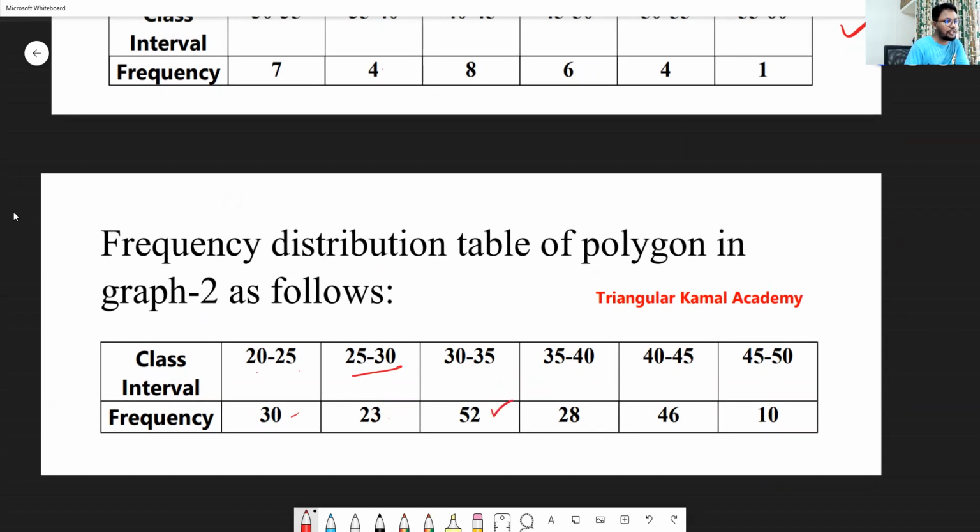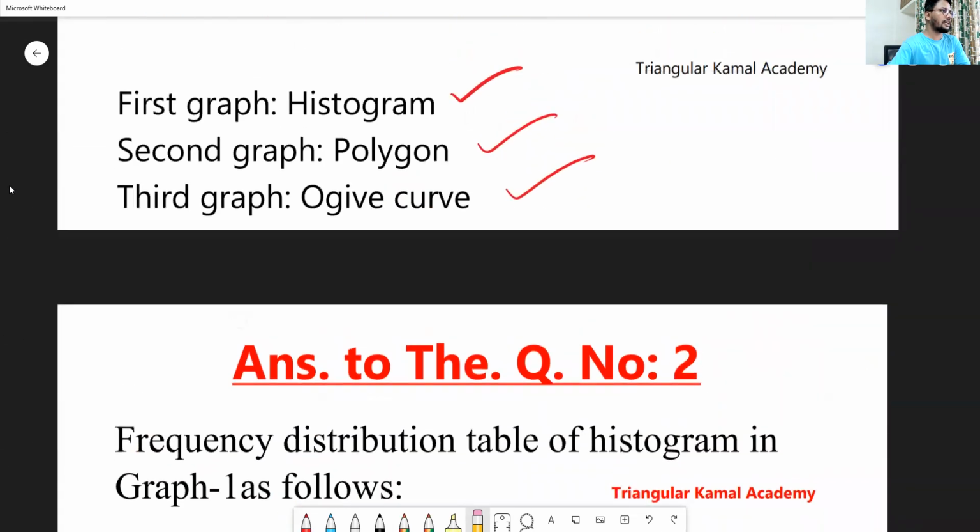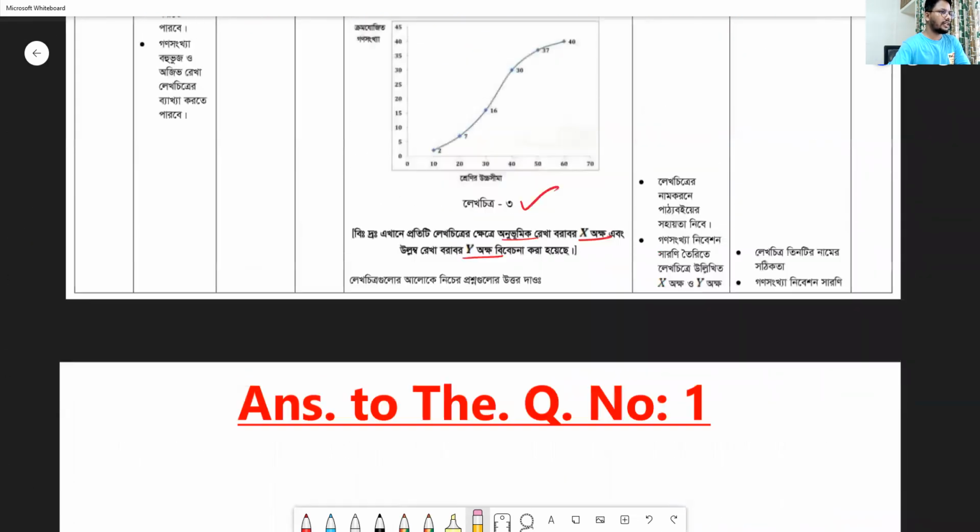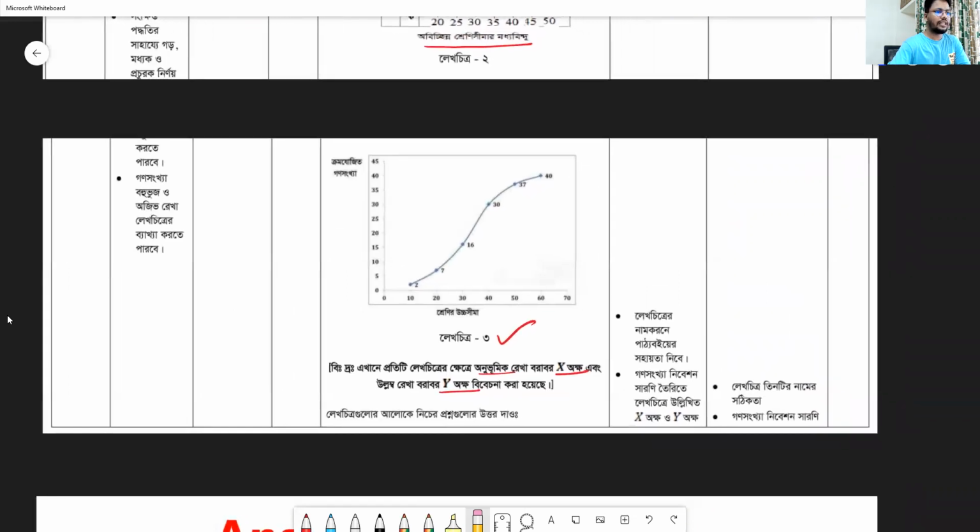So now it's continuous because here the upper value of the previous class is equal to the lower value of the next class. Upper value of previous class is equal to lower value of the next class. That's why this is called the continuous class interval. So now first and second are done, and let's review the next, the third one. Okay, I think we have to explain the graph first, then we will make the frequency distribution table.